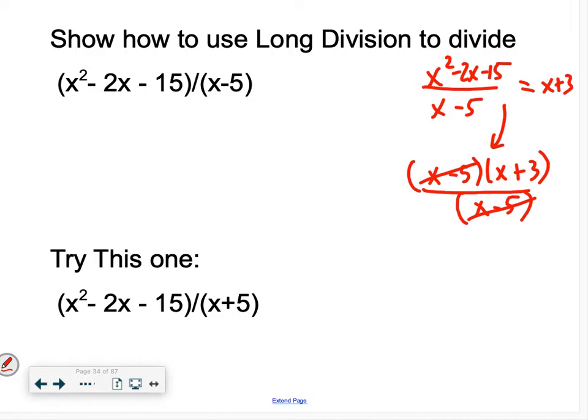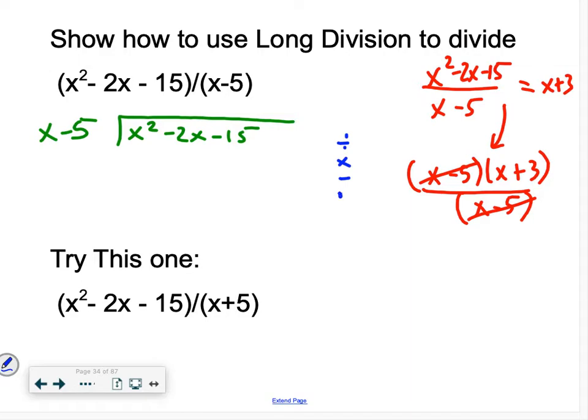So let's try that over here with the long division method. So the divisor, x minus 5, goes outside. X squared minus 2x minus 15 goes inside. So you always want to set it up that way. And then we're going to go through those same steps we did: divide, multiply, subtract, bring down, and then repeat.